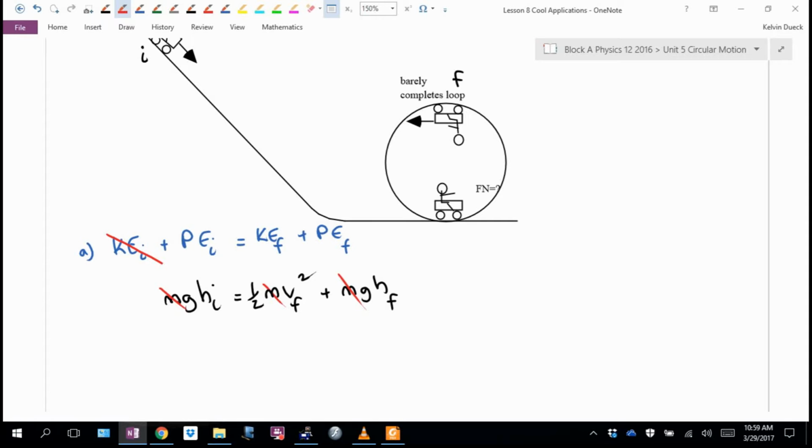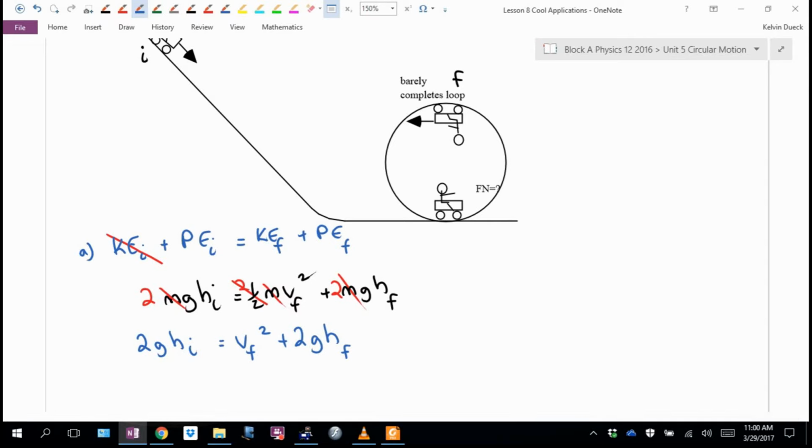What are we trying to find? I guess H initial. So I'll divide by G in just a second. But let's walk through here. Oh, you know what? To get rid of that 1/2, I'm going to go times by 2, times by 2, and times by 2. And that's going to give me 2GH initial equals V final squared plus 2GH final.